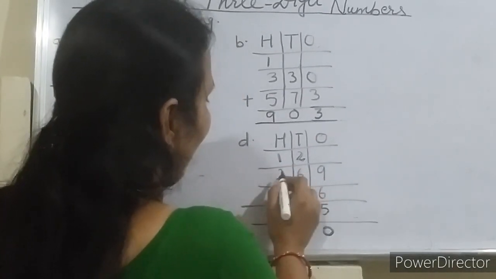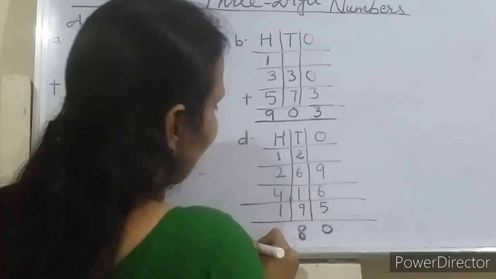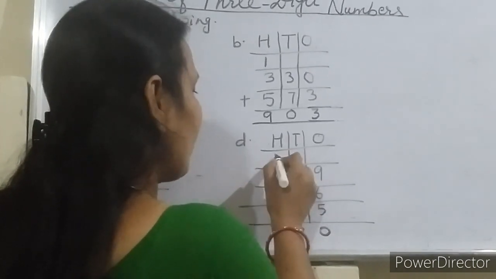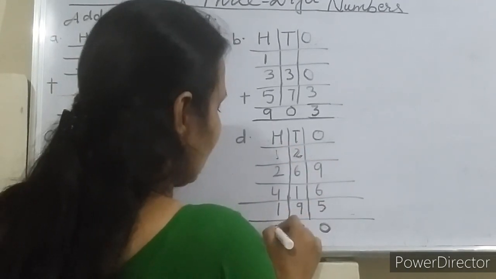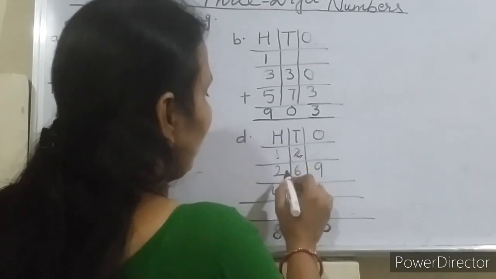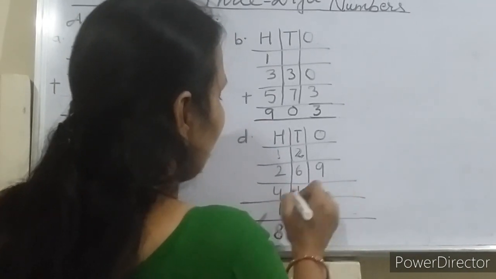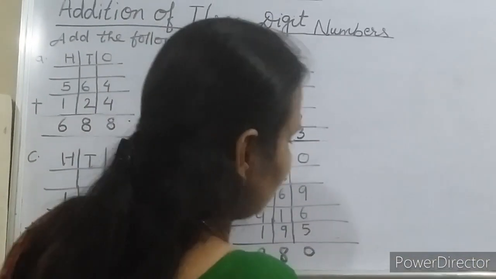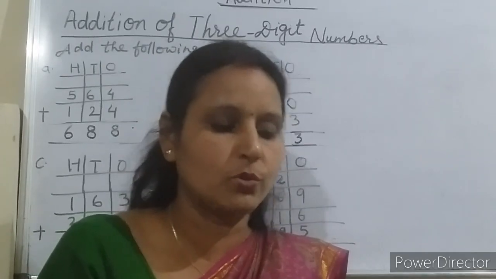So 2 plus 4 plus 1. 2 plus 4, 6, 6 plus 1, 7 and 1 carry over. So here 8. So students, 269 plus 416 plus 195 is equal to 880. Now students, some questions I am giving you from your application book to do.